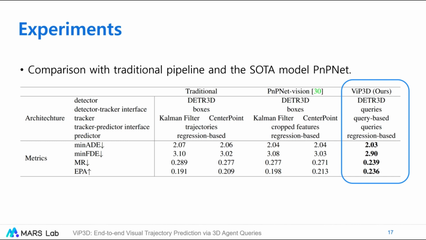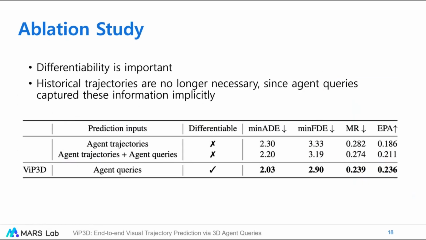Mean ADE, mean FDE, and miss rate are classical prediction metrics. And end-to-end prediction accuracy, EPA, is our proposed metric for the end-to-end setting. Quantitatively, ViP3D outperforms the traditional pipeline and PMPNet. We have also conducted a lot of ablation studies. Here are the ablation results on the inputs of the trajectory prediction module.